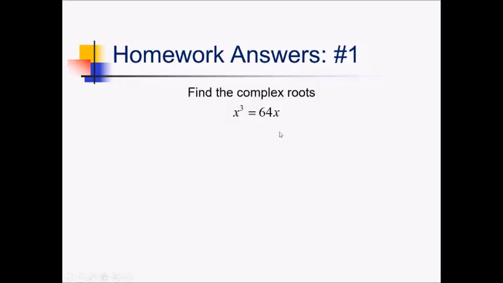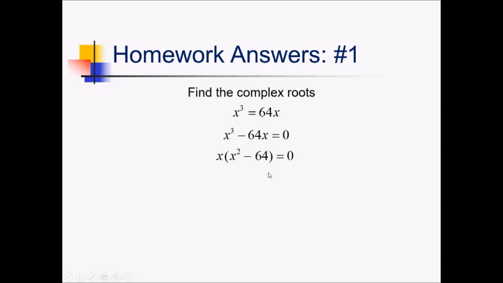For this problem, you have to really resist the urge to divide by x because you might be dividing by 0. So instead, we're going to subtract 64x from both sides, leaving us with 0 on the other side. And now we're going to factor out that x as a common factor. So taking that out leaves me with x squared minus 64.